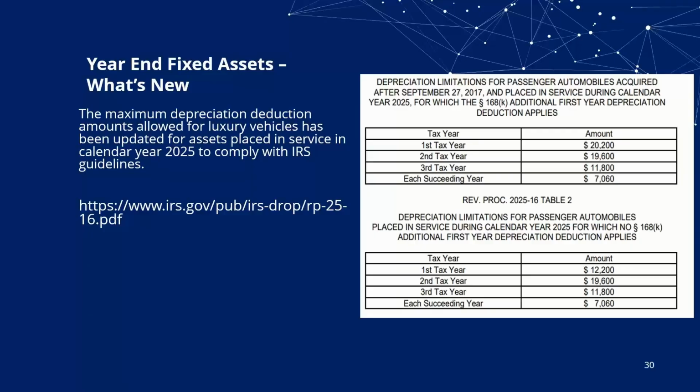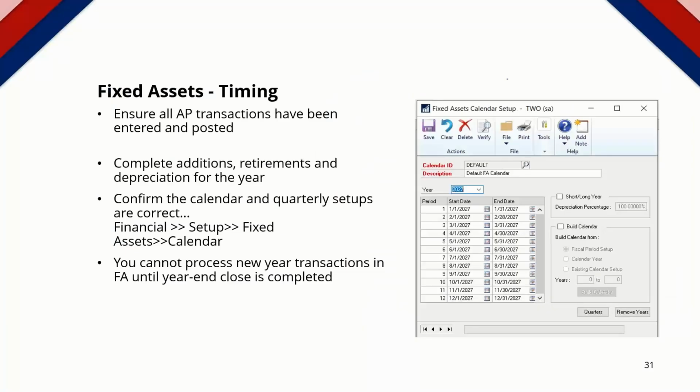For the fixed assets year-end close and timing, you want to ensure that all payables transactions have been entered and posted for the year. This guarantees that all outstanding fixed assets transactions are capitalized. Complete additions, retirements, and depreciation for the year. Confirm your calendar and quarterly setups are correct. That's under Fixed Assets Setup, Calendar.